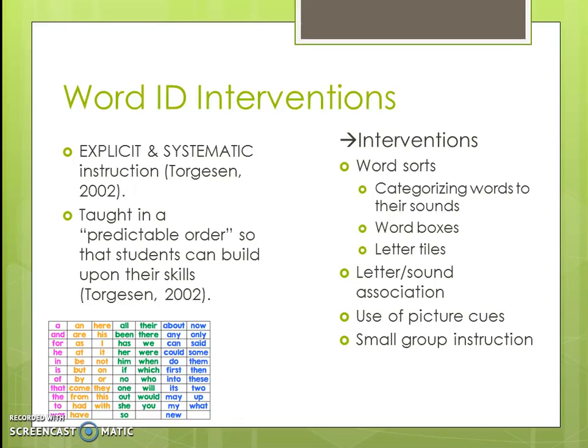They also must be taught in a predictable order so that students can build upon their skills. For example, you learn your letters, then you learn your letter sounds, then you learn rhyming, then you learn segmenting and sight words. They all scaffold on one another. On the right-hand column, you can see some interventions that have been found effective and are research-based for word identification. You can use word sorts, which include word boxes and letter tiles, letter sound association, use of picture cues, and small group instruction.